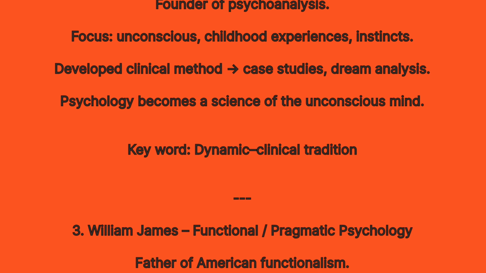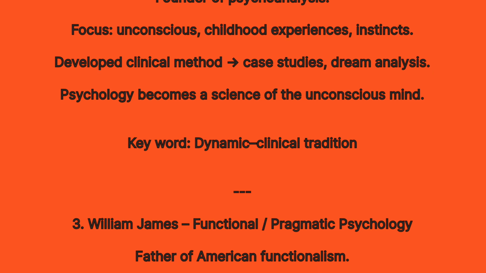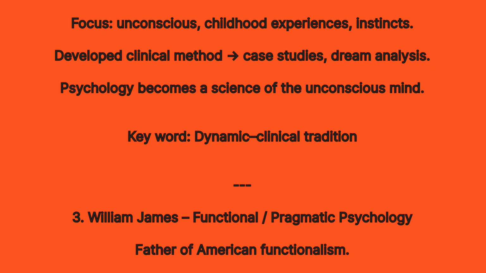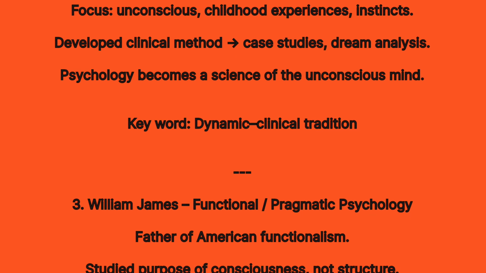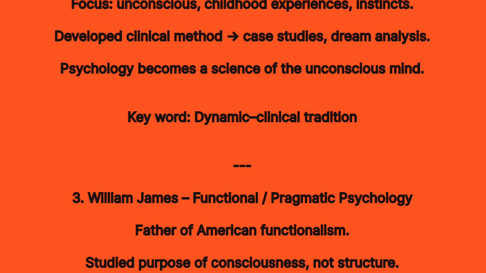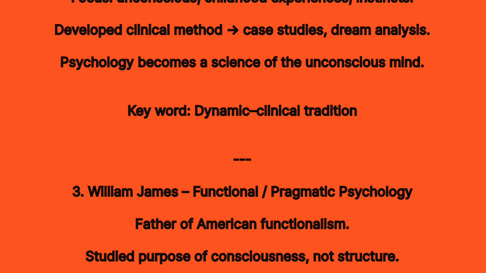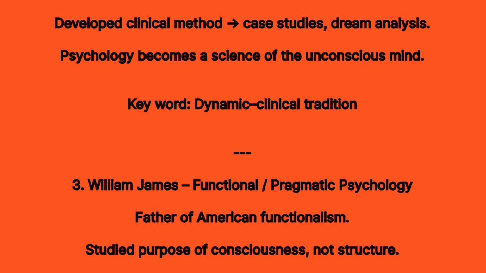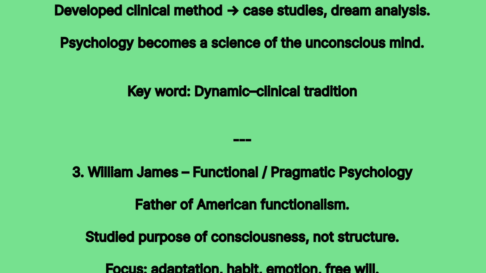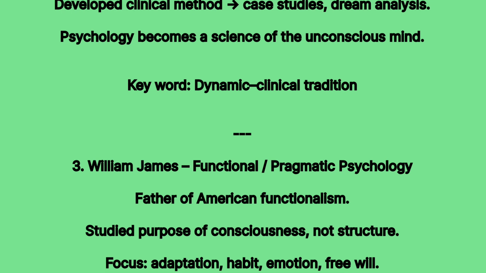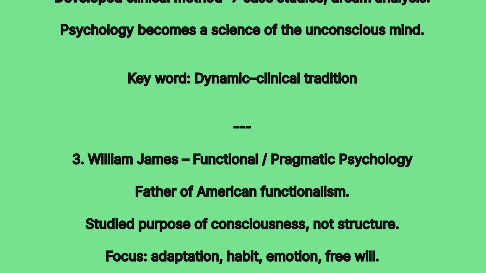The third person is William James. When you hear James, remember function. He is the proponent of functional or pragmatic psychology. He is the father of American functionalism. He always believes in function and purpose. He studied the purpose of consciousness, not its structure. He focuses on adaptation, habit, emotion, and free will.